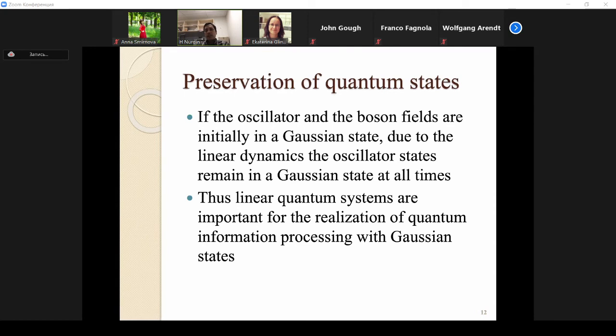Now, one important property of these linear quantum systems is that they preserve Gaussian states. If the initial state of the oscillator and the boson fields are all in a Gaussian state, the linear dynamics ensures that the oscillator state is going to be Gaussian at all times. So you will find that these linear quantum systems are important for the realization of quantum information processing using Gaussian states.